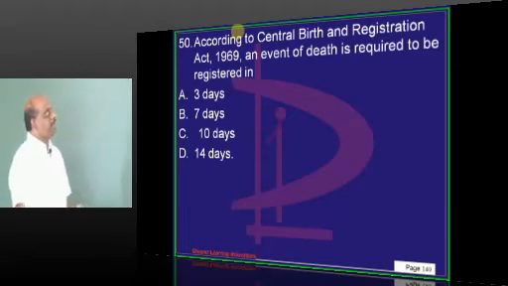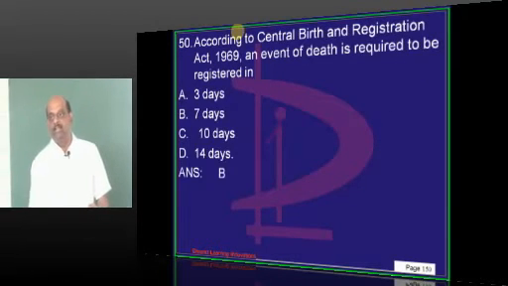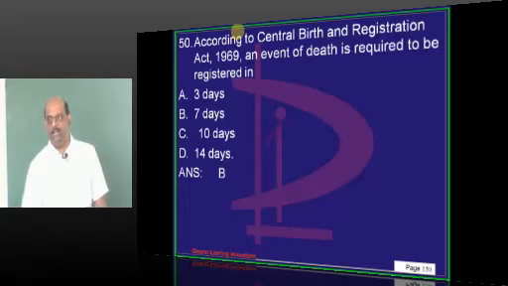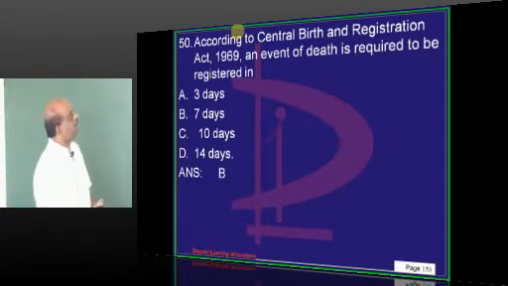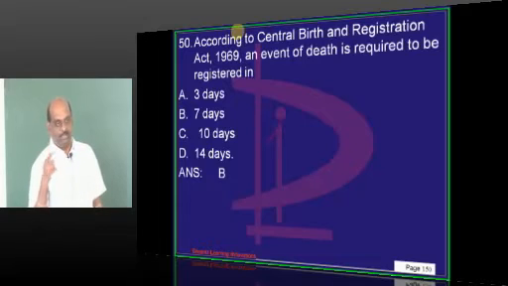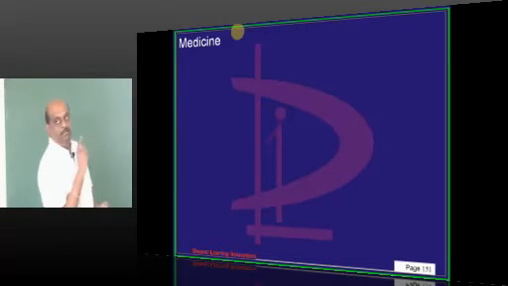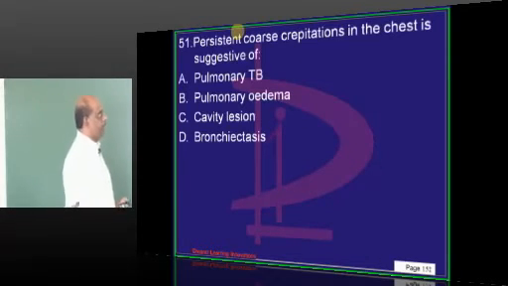According to central birth registration, death should be registered within 21 days, sir. 21, not 7. Birth or death, both 21 days. Recently changed. This also has a small verification required. Maybe the error is in the key.